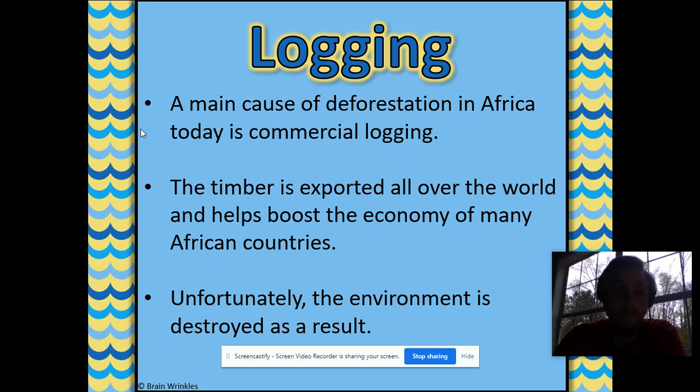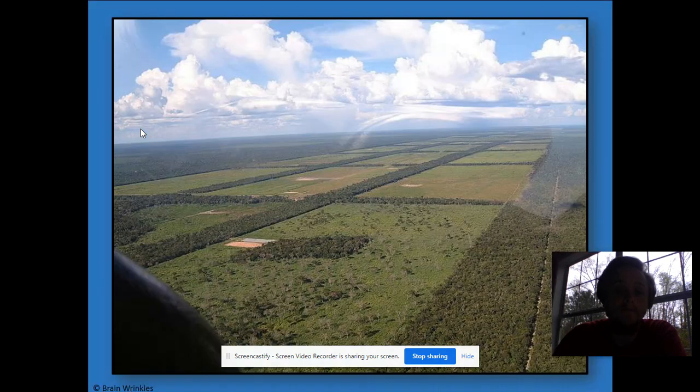So again, you need to know the first bullet point there. A main cause of deforestation is commercial logging. This is an example of it, and you can see how there are sort of squares that have been cut down, and those have been from deforestation. So these areas go in, they set off a certain block area, and then they cut down all the trees in that area. And then sometimes they'll replant them, which you can see happening a little bit, but in some cases they won't.